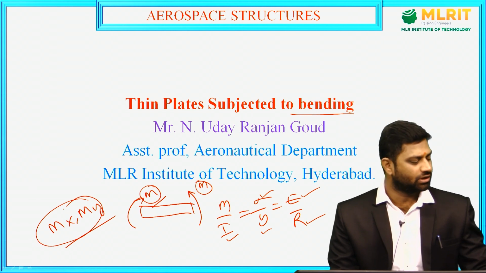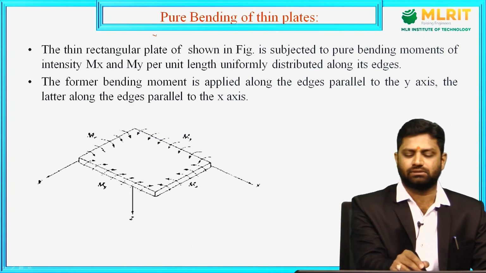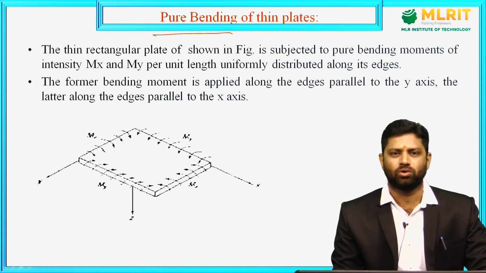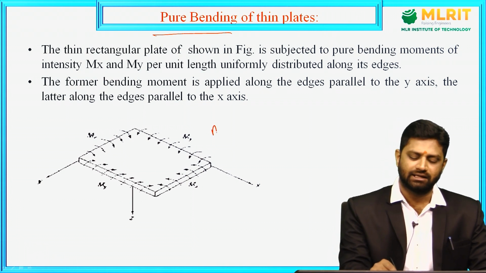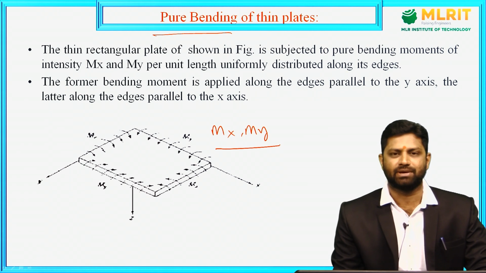Now it comes to pure bending. This is very, very important: pure bending. Pure bending is nothing but we are going to apply only bending moments. That means we are neglecting the effect of shear. We are not considering shear, only pure bending. And in the case of pure bending, we will apply only the two moments, that is Mx and My per unit length.